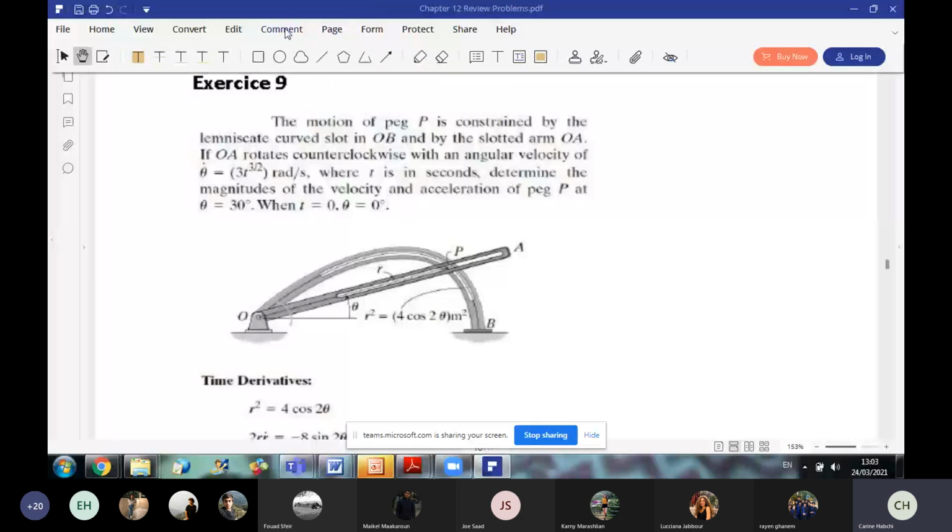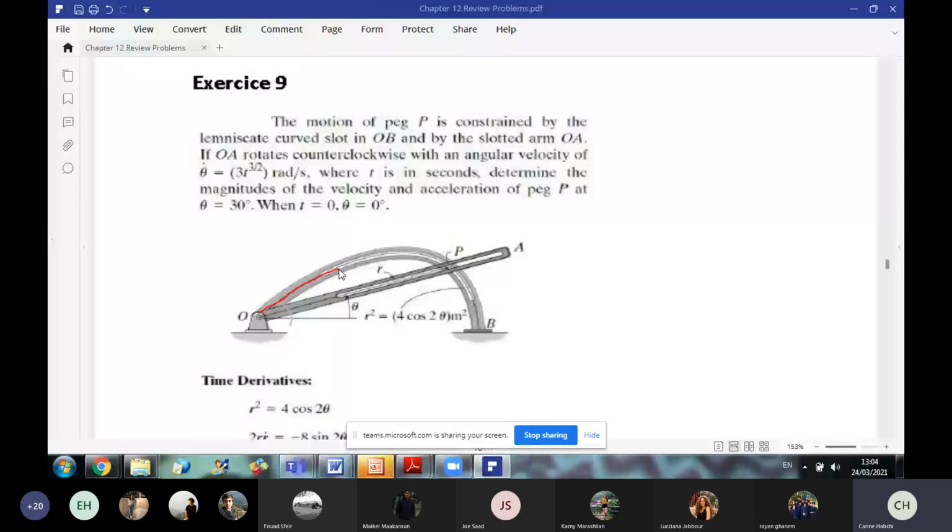So here, what we have is a curved motion. So we have motion along a curve, and the equation of the curve is given by r as a function of theta. So you have that r squared is given by 4 cosine 2 theta. Okay. Now, theta dot is given as a function of time. And what we want to do here is calculate the magnitude of the velocity and acceleration of point P.